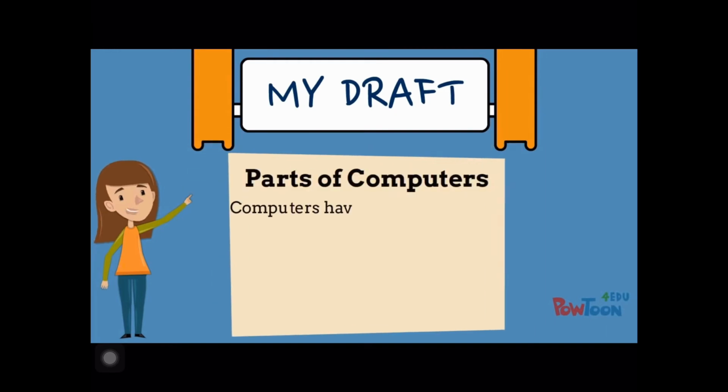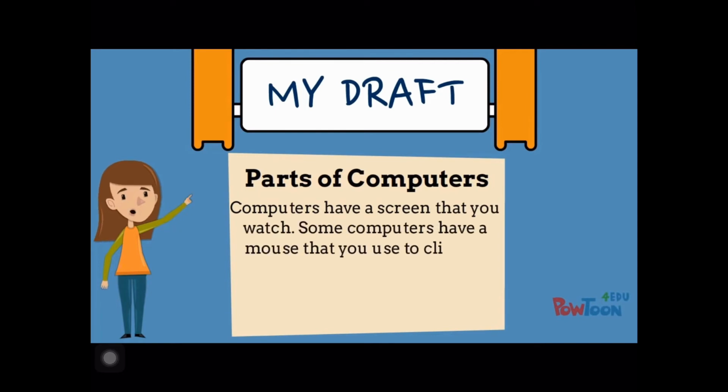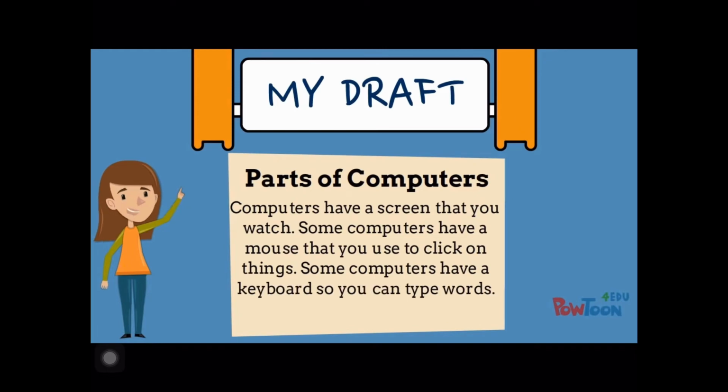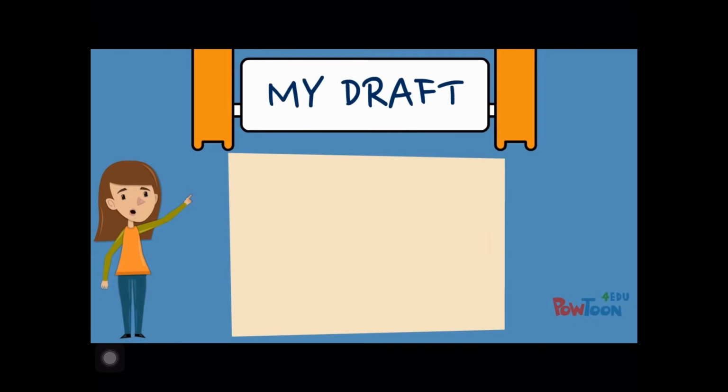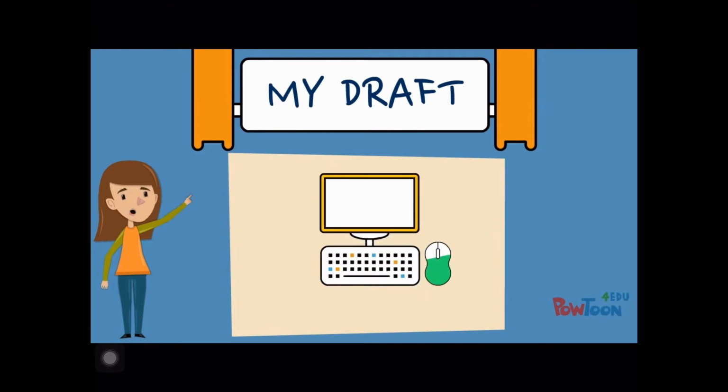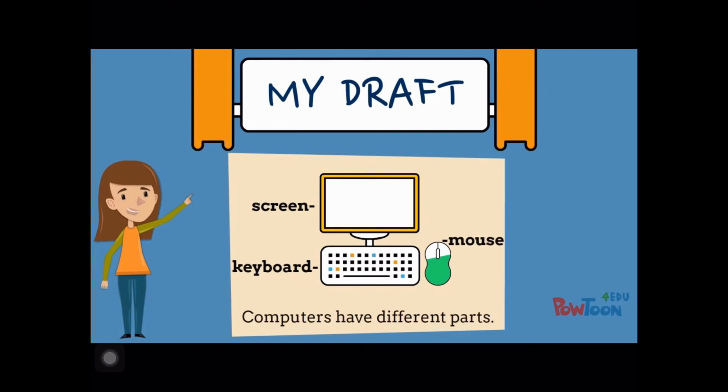Computers have a screen that you watch. Some computers have a mouse that you use to click on things. Some computers have a keyboard so you can type words. Now I will draw a picture to go with this section. I will draw a computer, and then I will label each part. I can also write a caption in the bottom to explain what the picture shows.